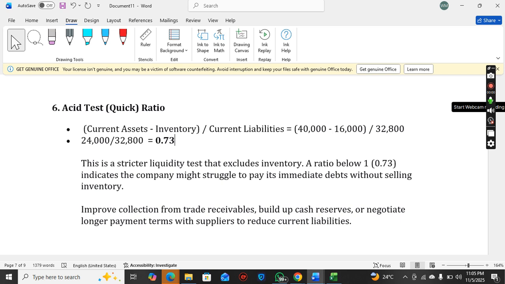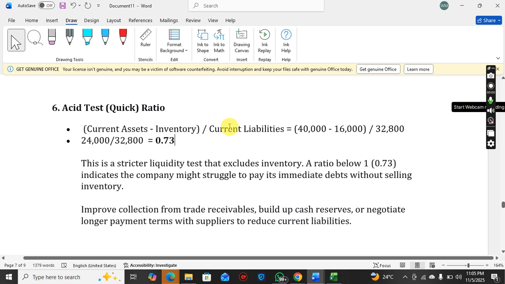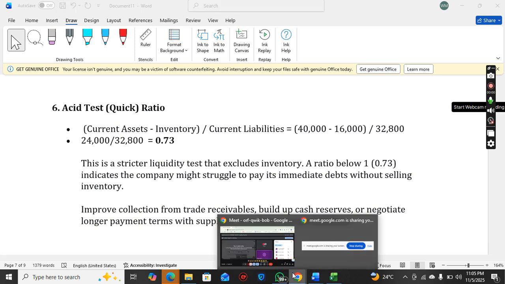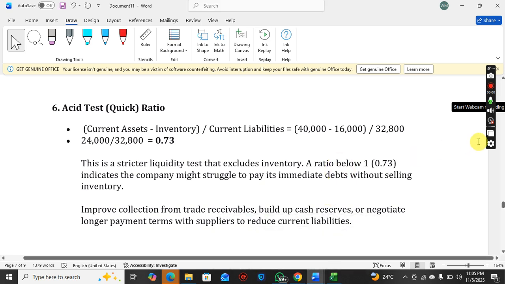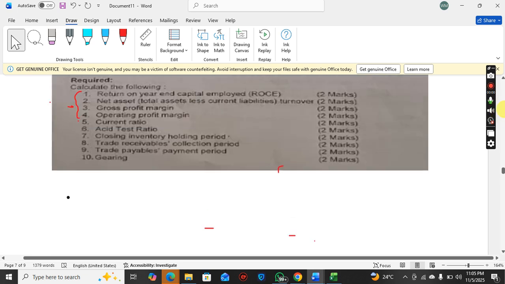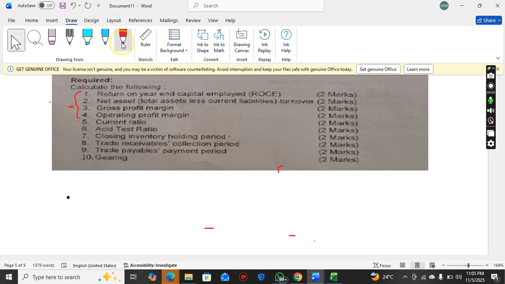Any questions? Those are the two major liquidity ratios. There's also the cash ratio, where you do cash over current liabilities, where you ask, can my cash take care of all my current liabilities? Any questions before we now look at the efficiency ratios?